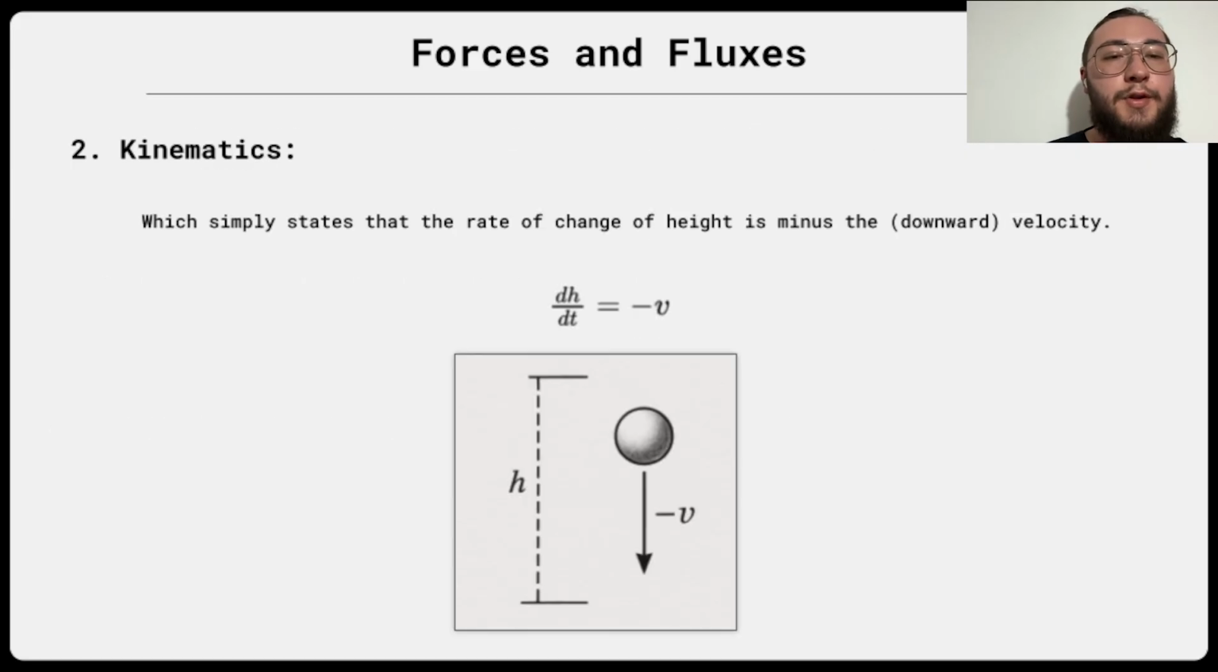The second part of the motion is purely kinematic. The first equation of our system simply relates the rate of change of height to the downward velocity. It's a straightforward link between how fast the particle moves and how quickly it descends through the atmosphere.